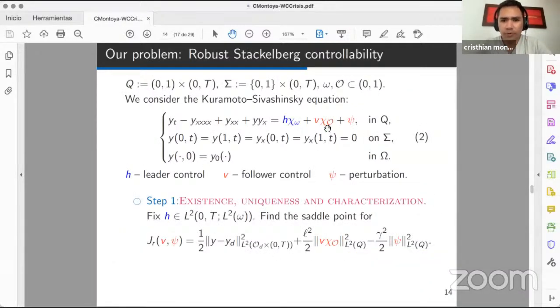Okay, so now we put three forces on the right-hand side, h, v, and psi. As I mentioned before, h is the leader, v the control, and psi the perturbation. So the first step consists in finding the saddle point. So we fix h in L2, and we consider this functional, in Hilbert spaces. So this L squared is the parameter for the control. Meanwhile, gamma squared with this minus sign is the parameter related to the disturbance. So we need to prove a min-max equality between v and psi.